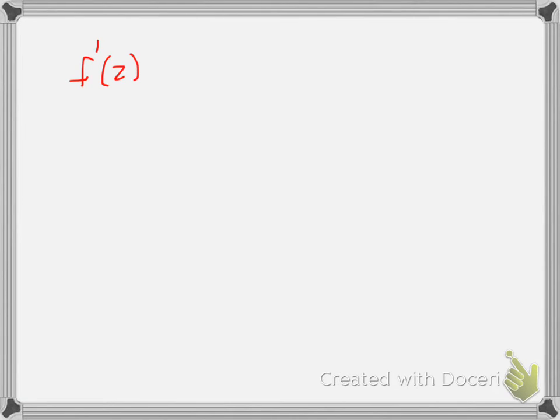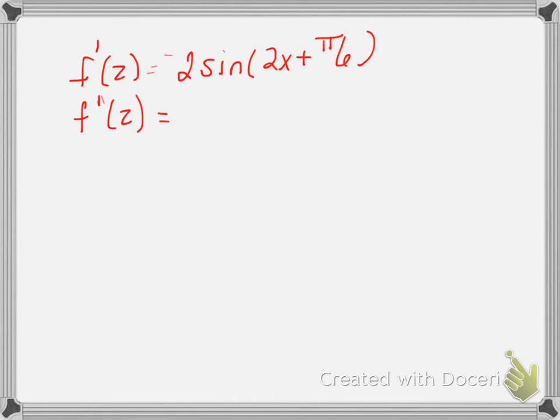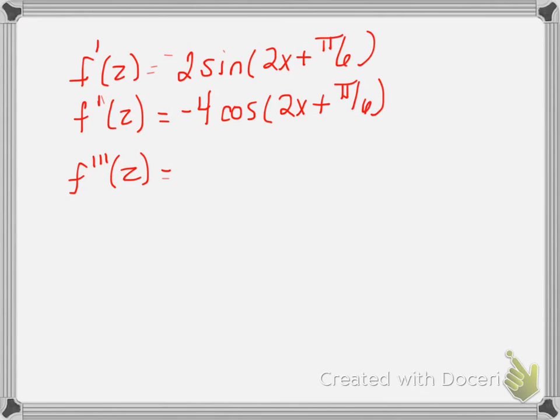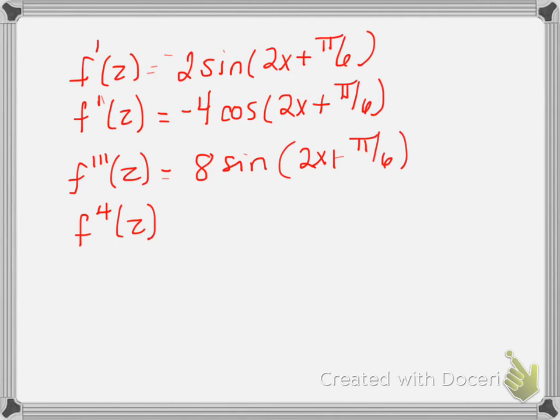Alright, let's start again. The first derivative is negative 2 sine of 2x plus pi over 6. The second derivative is negative 4 cosine of 2x plus pi over 6. The third derivative, I'm going back to sine, so it would be 8 sine of 2x plus pi over 6. And the fourth derivative, we're going to cosine again, so it would be 16 cosine of 2x plus pi over 6.